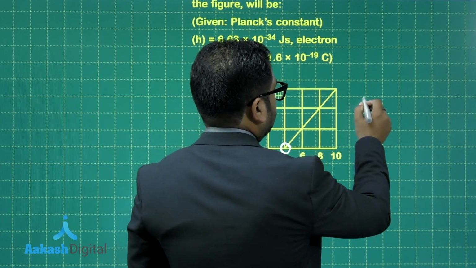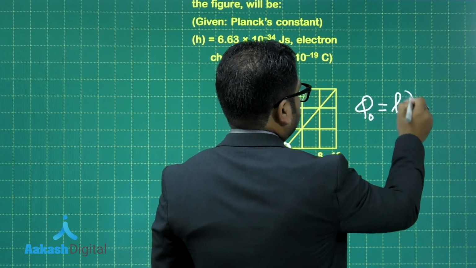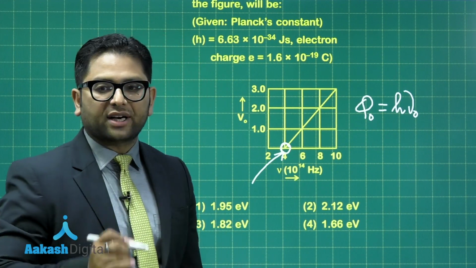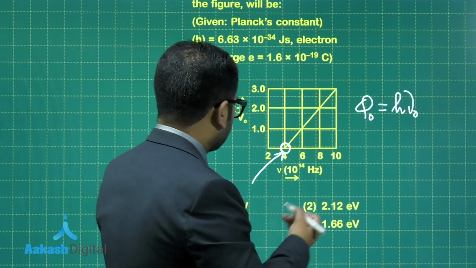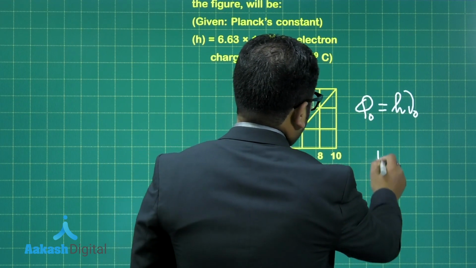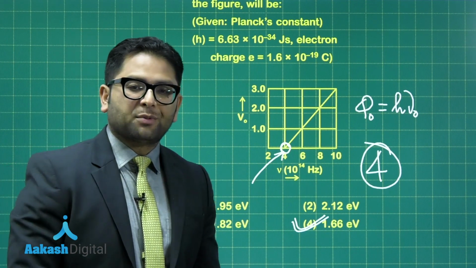Well, the better way would be, at this given value of frequency, the stopping potential is 0. That means this is the threshold frequency, which is 4 into 10 raised to the power 14 Hertz. And once you calculate the threshold frequency, work function is simply h times nu naught. So that was very straightforward, which indeed every question of modern physics is. And option number 4 would be the correct one. Let's move to the next.